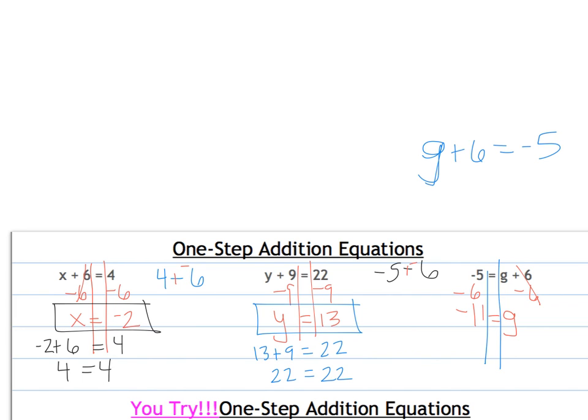I'm going to plug it in to try it. Negative 5 should be negative 11 plus 6. Adding rules, more negatives than positives. 11 is 5 more than 6. Since it's true, my solution's correct, but I'm going to write it with my variable first.